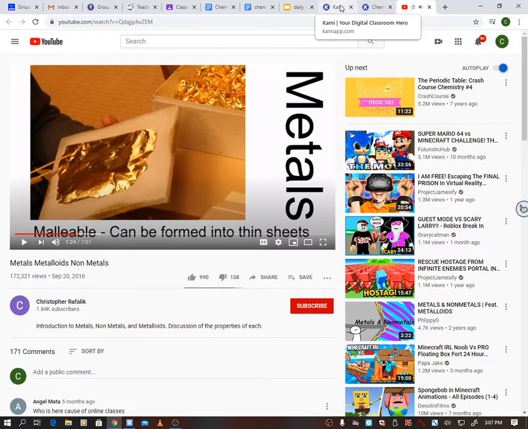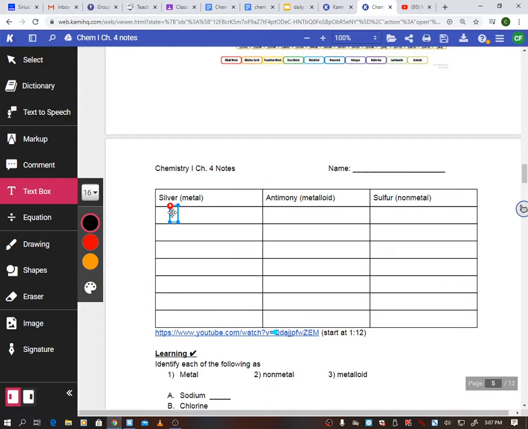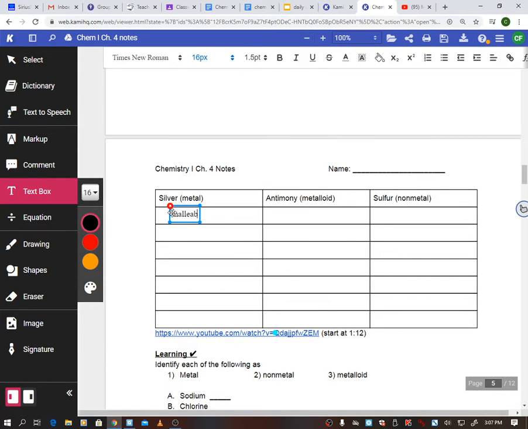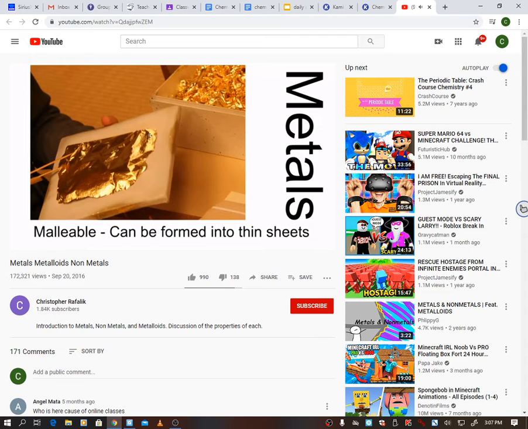Okay, so we are going to fill this sheet out here. So a metal, you would write malleable here. All right, so let me do a text box. And you're going to fill this chart out as you go through this video. Malleable means that they can be formed into thin sheets like this gold foil.